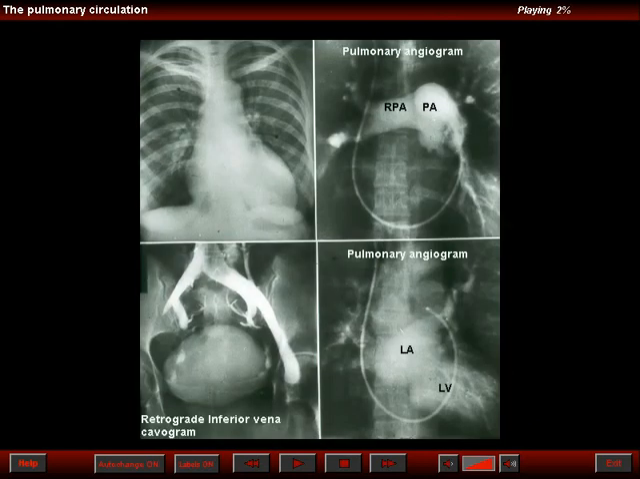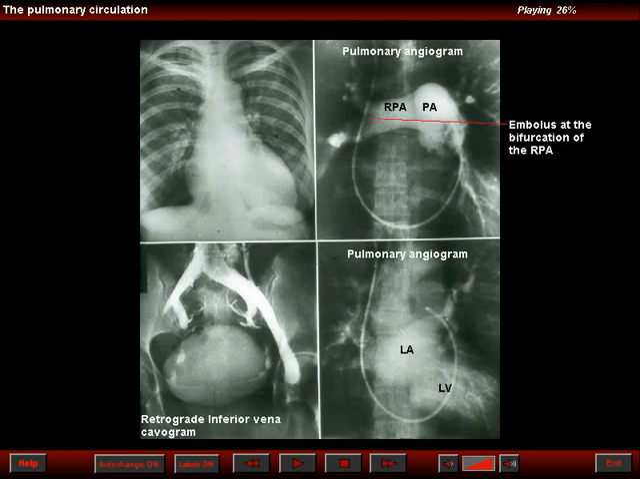The top right and the top bottom image is from a pulmonary angiogram. There were elevated pressures in the pulmonary artery. Note a saddle thrombus in the bifurcation of the right pulmonary artery. This explains the pulmonary oligemia.